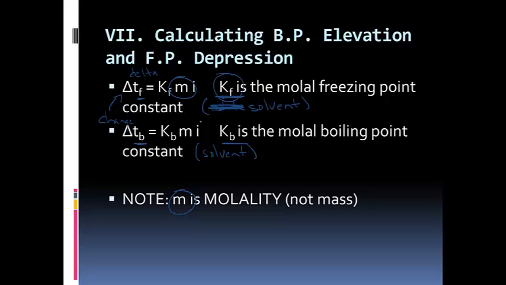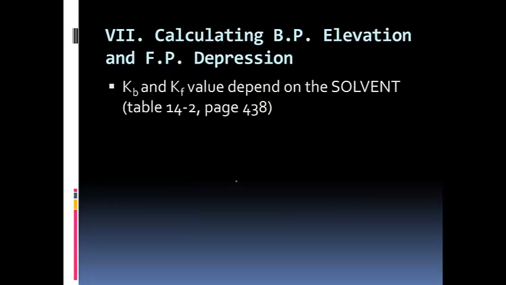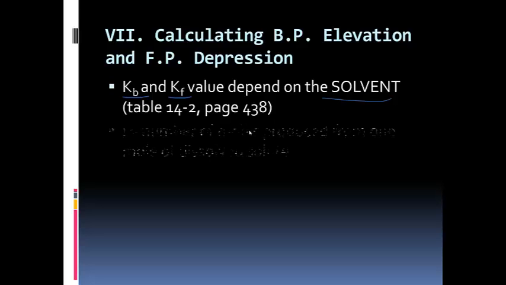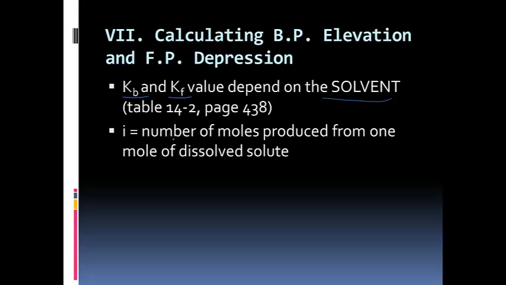Now, what is this right here? What's I? Okay, the Kb and Kf values depend on the solvent. You can find them in the book. So if you change the solvent from water to alcohol or something else like that, you need to look up what the Kf and Kb values would be. Okay, so what is I? I is the number of moles produced from 1 mole of dissolved solute.